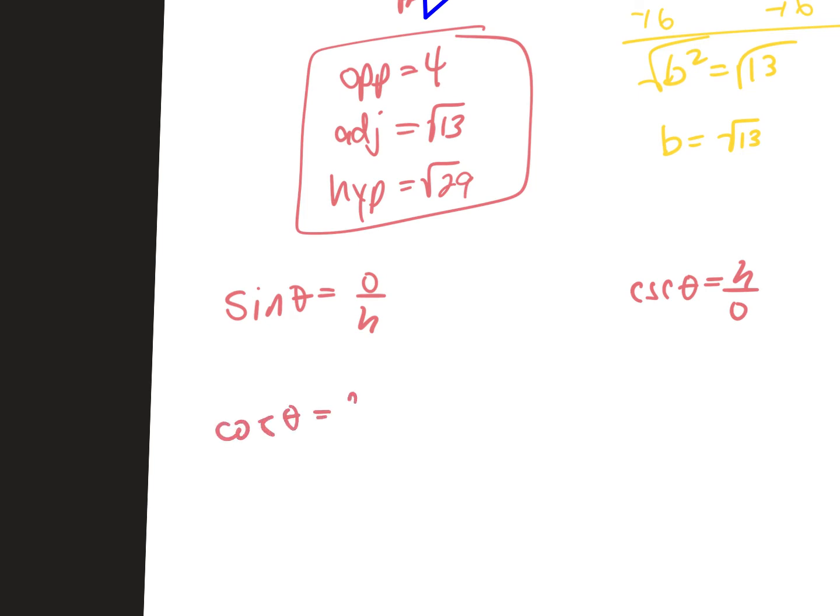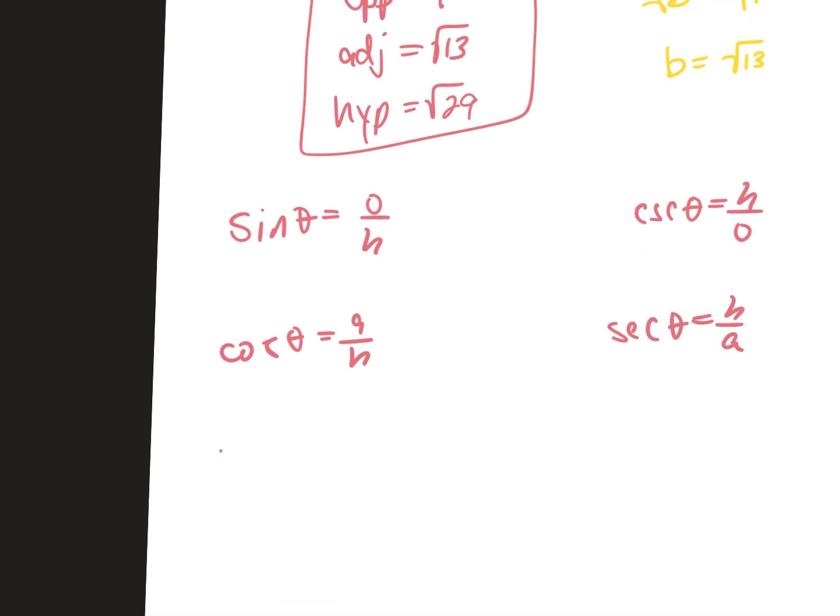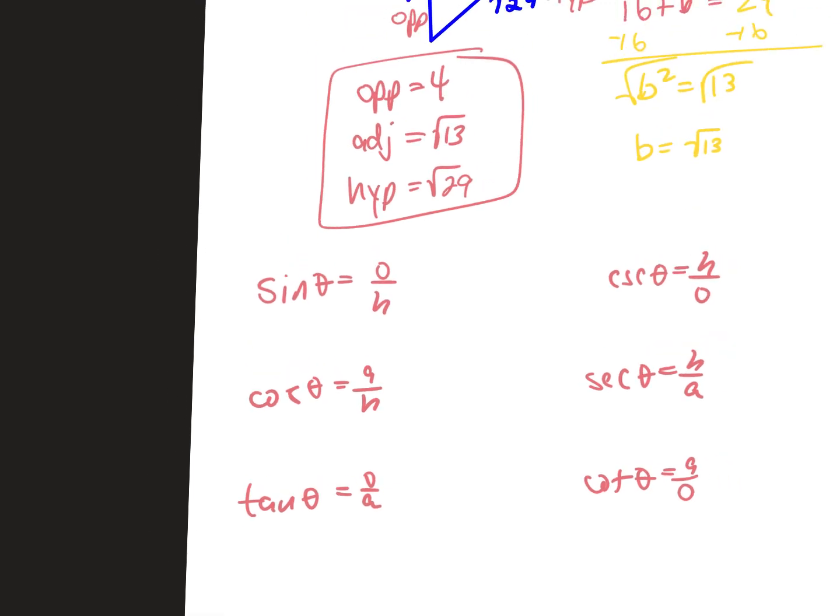Cosine theta, adjacent over hypotenuse. Secant theta, hypotenuse over adjacent. Tangent theta is opposite over adjacent. Cotangent theta, adjacent over opposite. Agreed? Okay. So sine is opposite over hypotenuse.